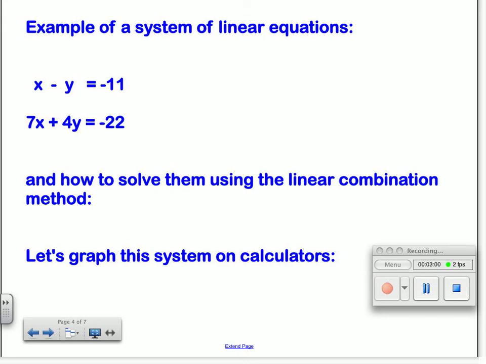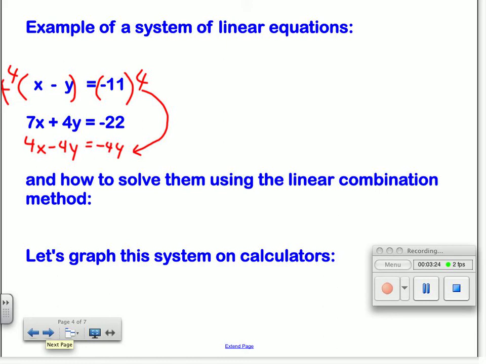So what I would like to do is take this equation and I'm going to multiply it by 4, okay? We'll put a 4 there, we're going to multiply by 4 over here, okay? So now what we're going to get is 4x minus 4y. So we have 4x minus 4y equals minus 44. Okay, so once again, I just multiplied the top equation, both sides, by 4.